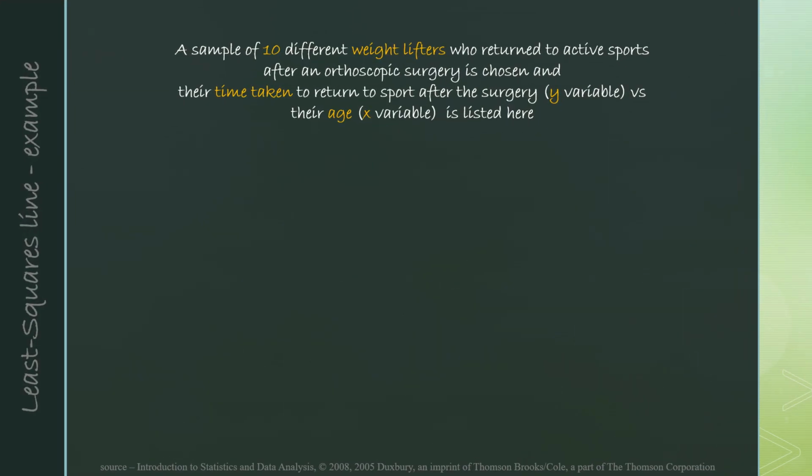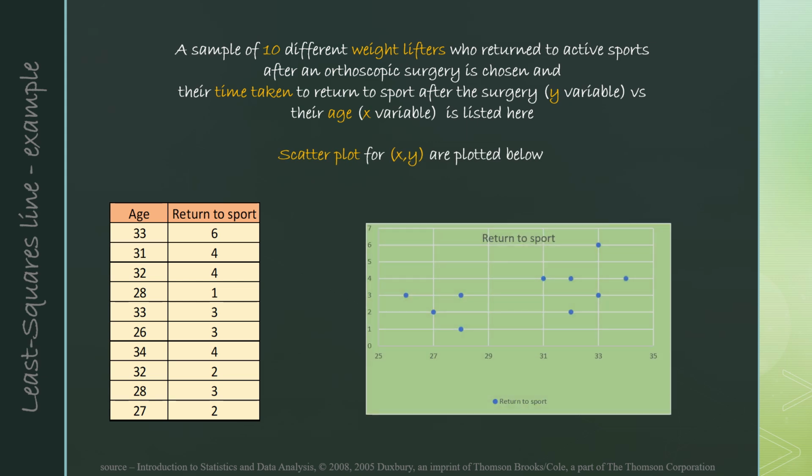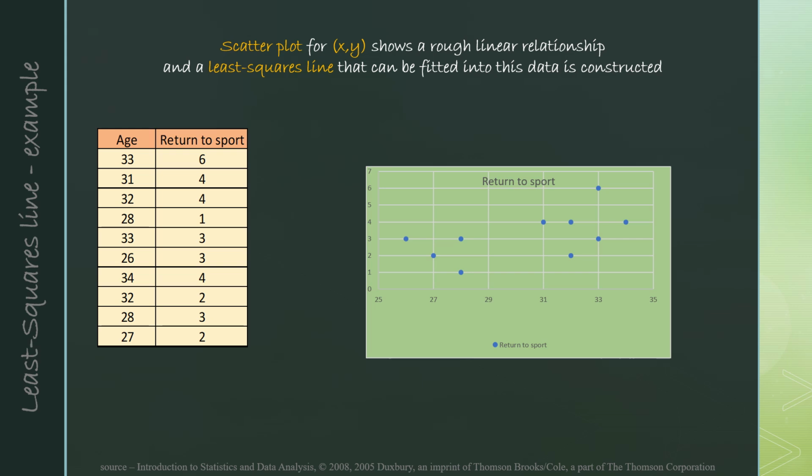Let's understand the least squares line fit with an example. A sample of 10 different weightlifters who return to active sports after an arthroscopic surgery is chosen, and their time taken to return to sport after the surgery, which is the y variable, versus their age, which is the x variable, is listed here. Scatter plot for x and y are plotted below. The scatter plot shows a roughly linear relationship, and a least squares line that can be fitted into this data is constructed.